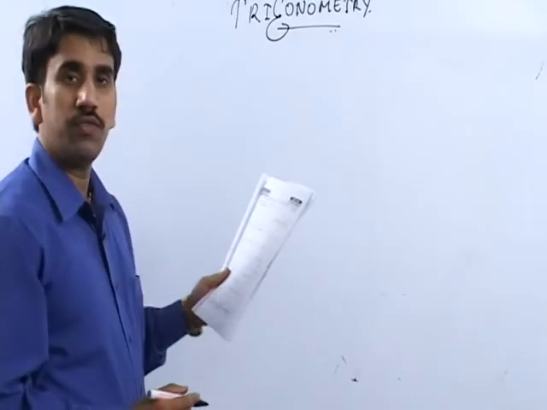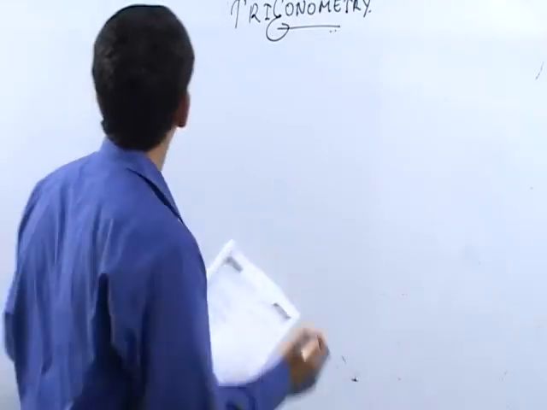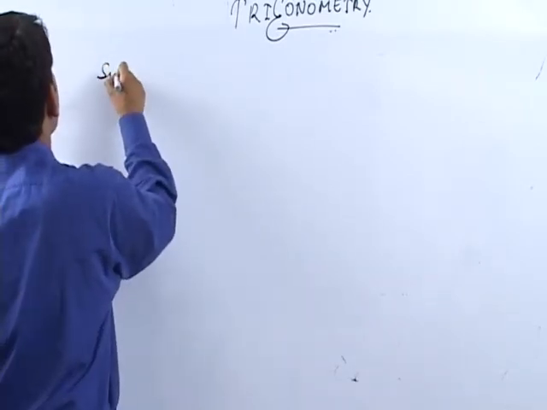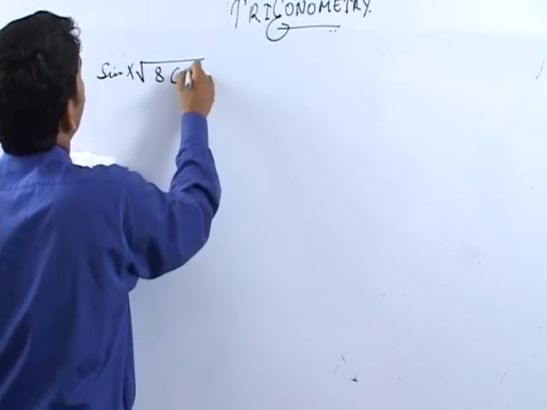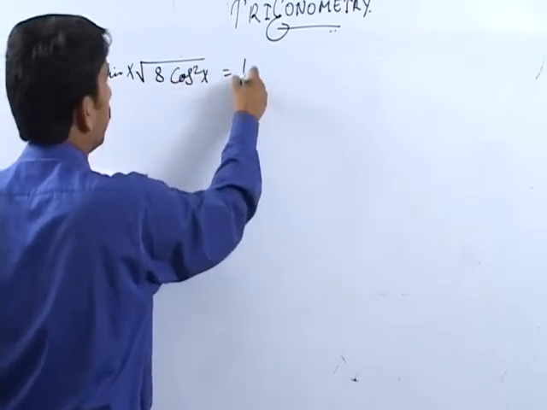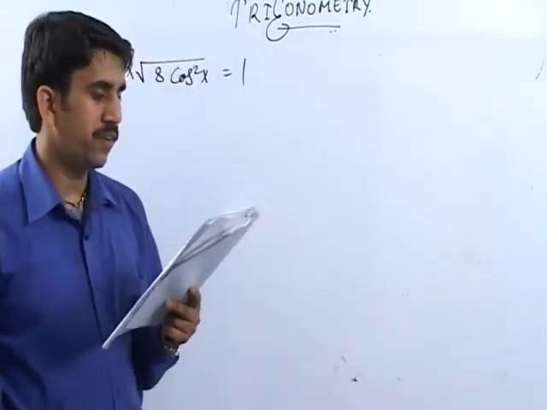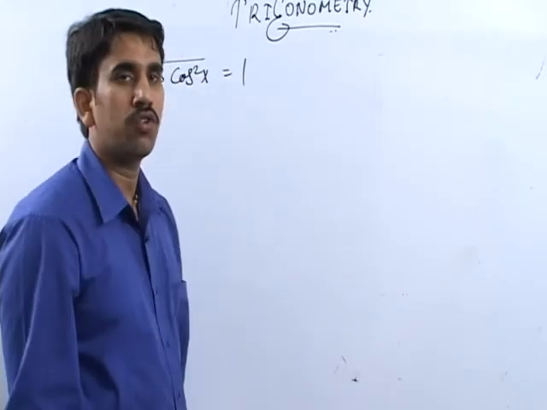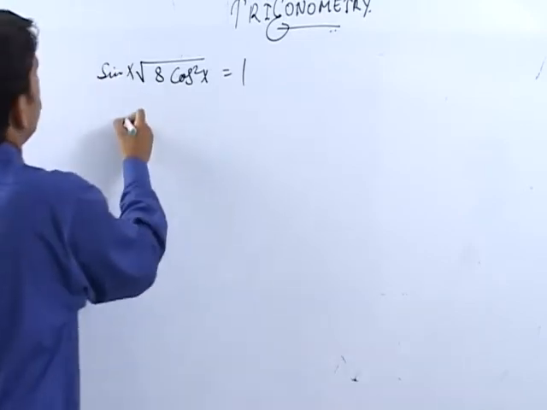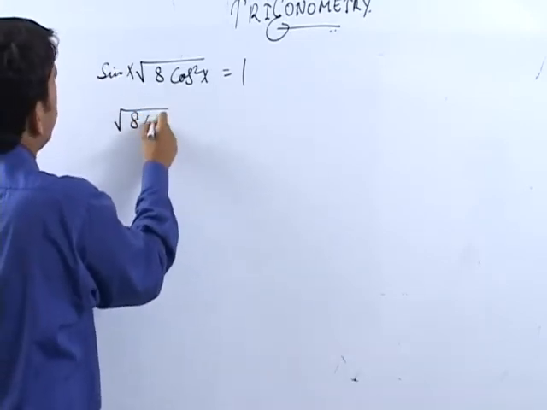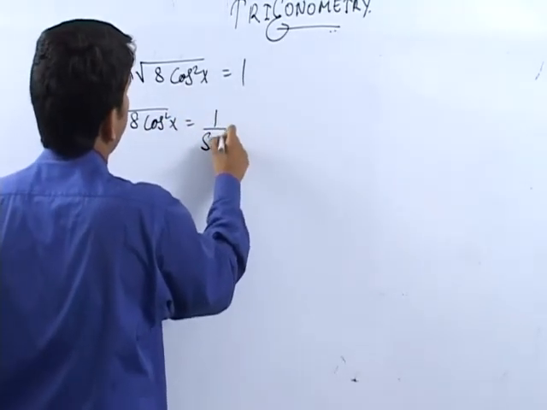Now, you have to find out the value of x between 0 to 2 pi which satisfy the equation sin x, under the root 8 cos square x, is equal to 1, are in AP. The common difference of the AP, you have to tell common difference for AP. Now, under the root 8 cos square x is equal to 1 over sin x.